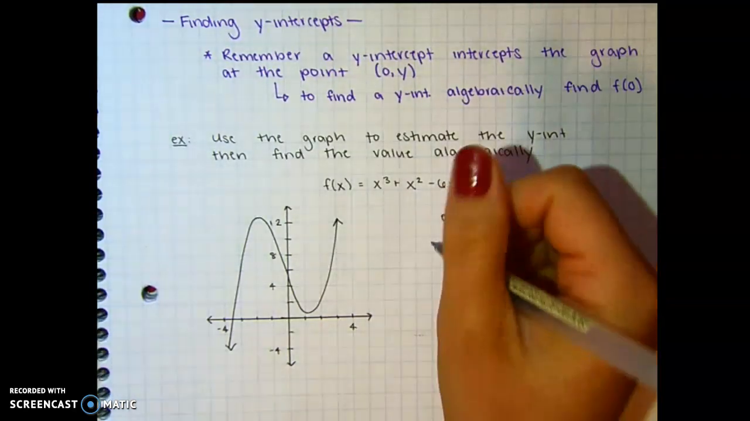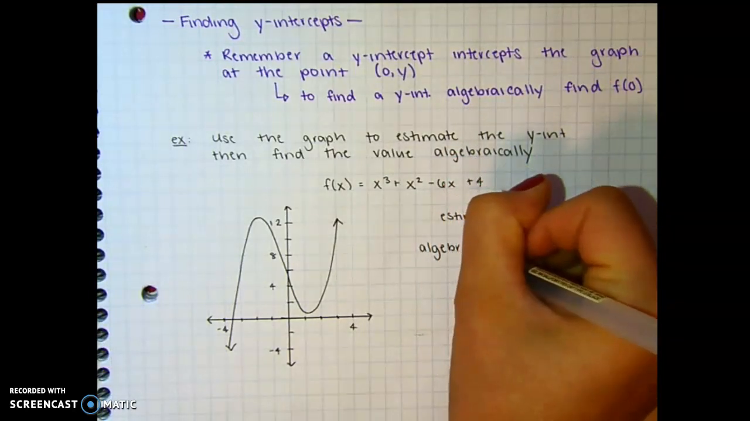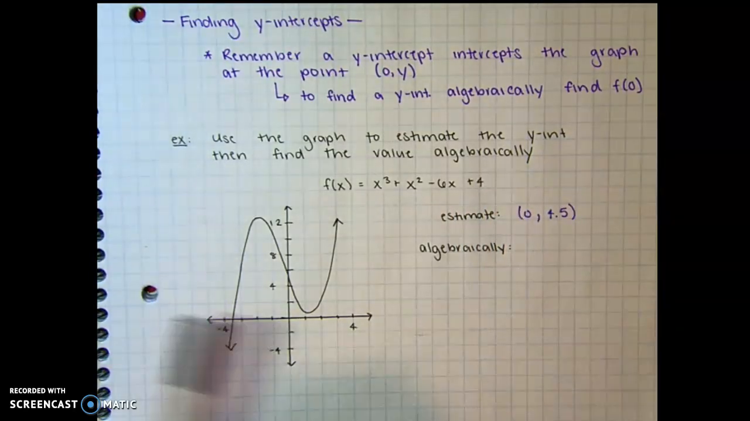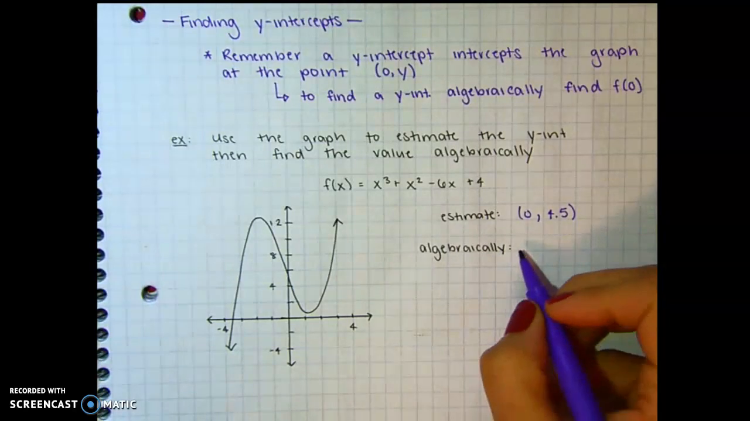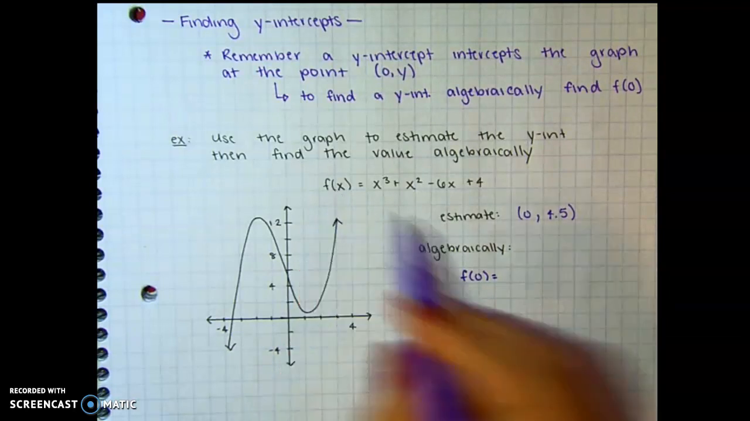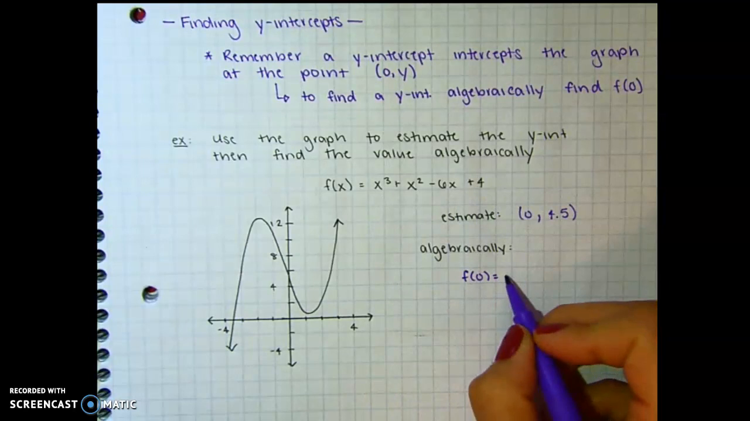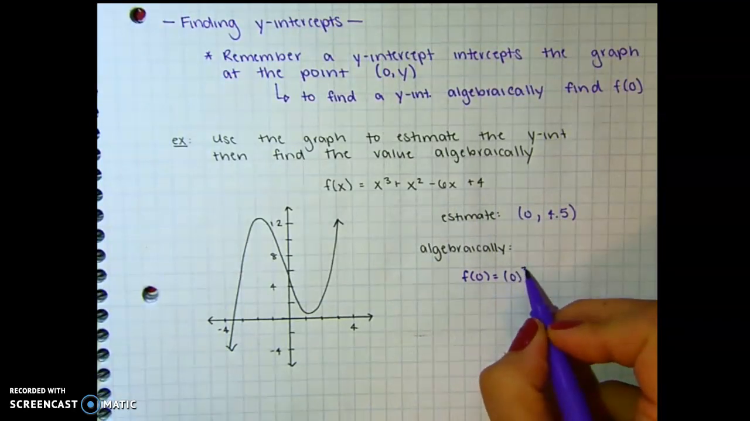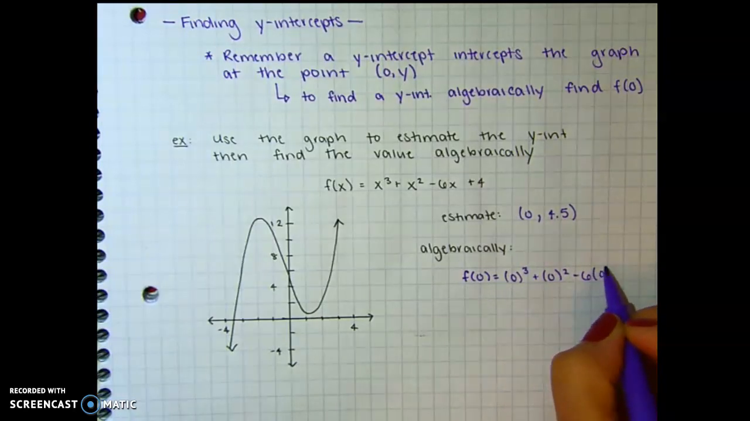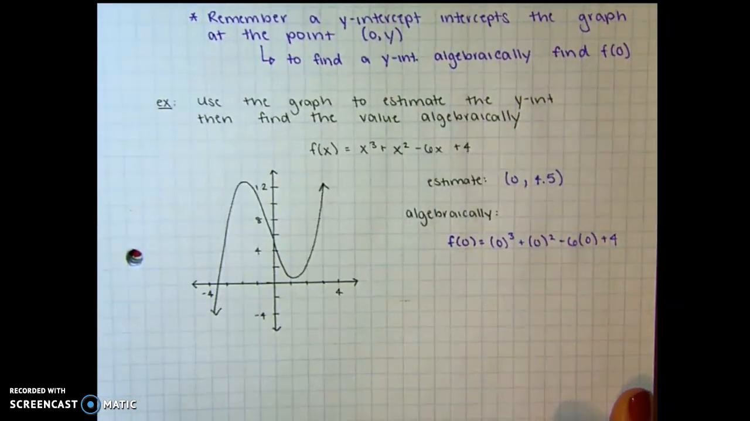But algebraically, you need to show this. You need to show f of 0 equals, so we're replacing x with 0, and I don't want you to skip any steps. I want you to substitute everything in. That's always the first step. So 0 cubed plus 0 squared minus 6 times 0 plus 4. And the reason for this is it's just assessing, can you communicate this accurately?